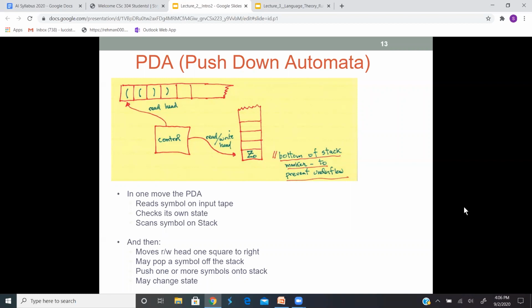So the input tape has the string. We call it a string, right? There's 4 components: left, left, right, right. So the read head is looking at the first left parenthesis.